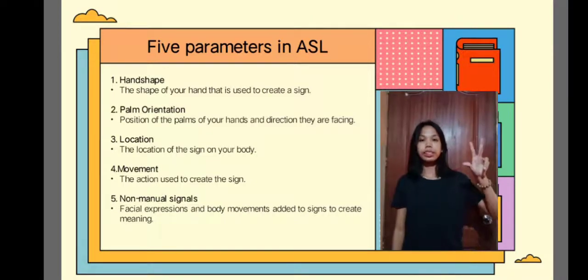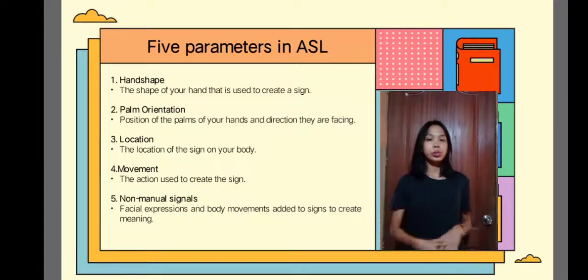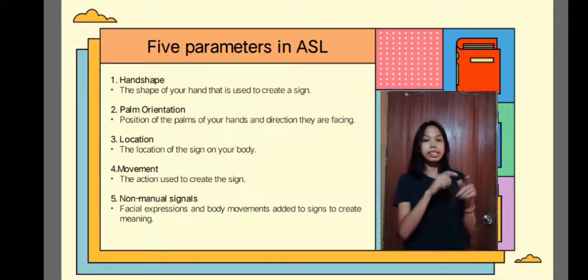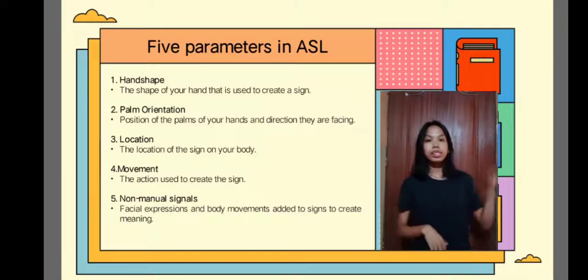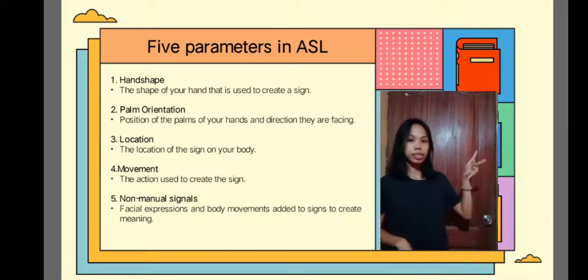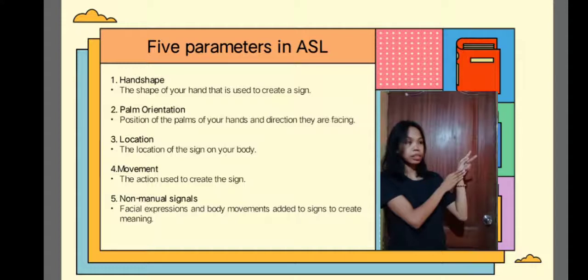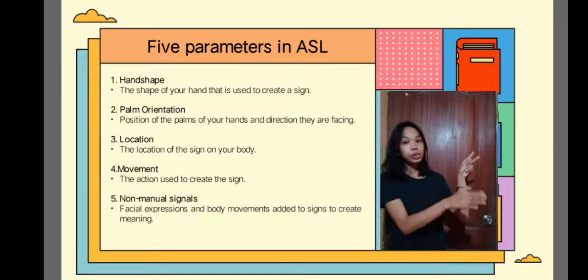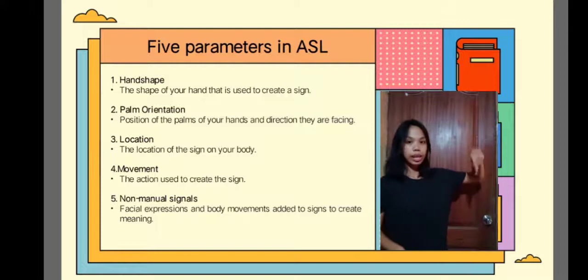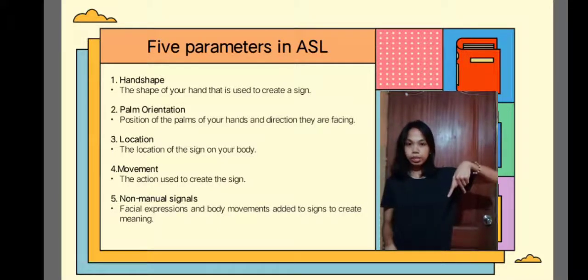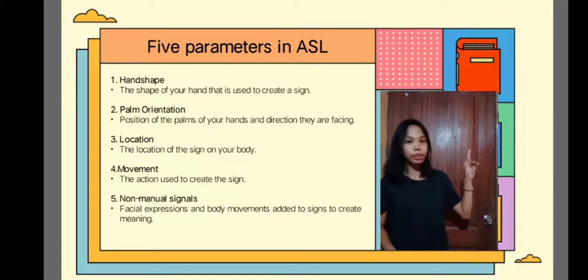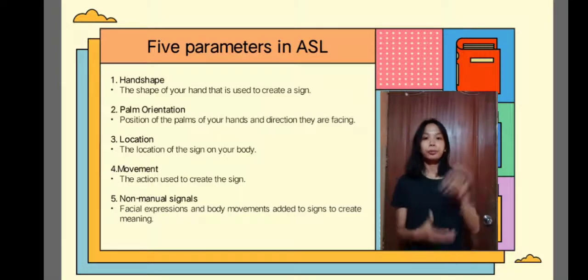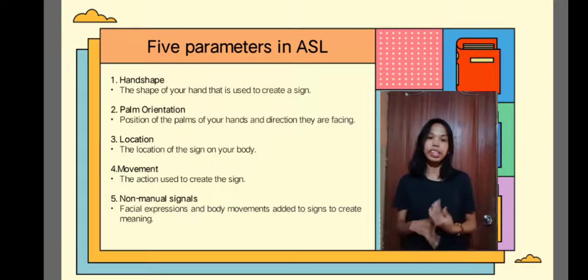The third one is the palm orientation. Palm orientation is the position of your palm and the direction it is facing. This is an example. This is letter K, and as you observe, my palm is facing outward. When I do this one, it changed. From letter K, it turns into letter P. That's the example of palm orientation.